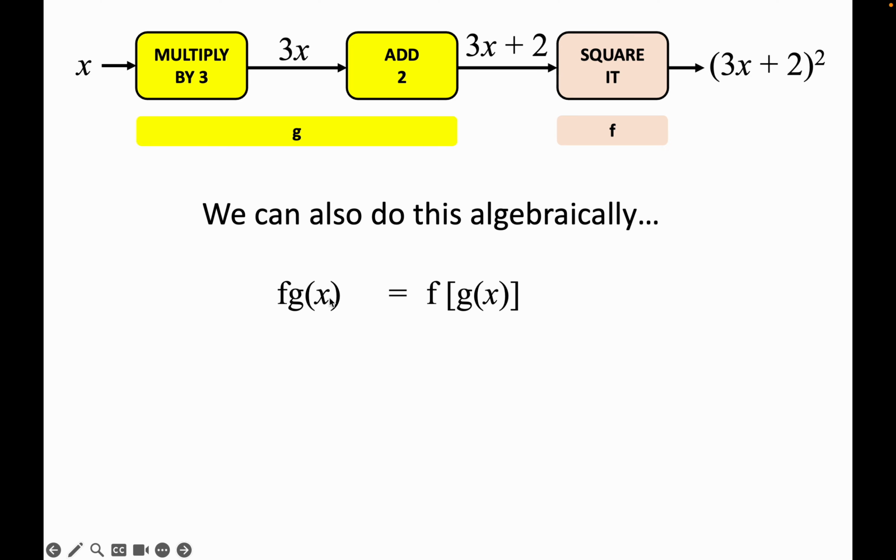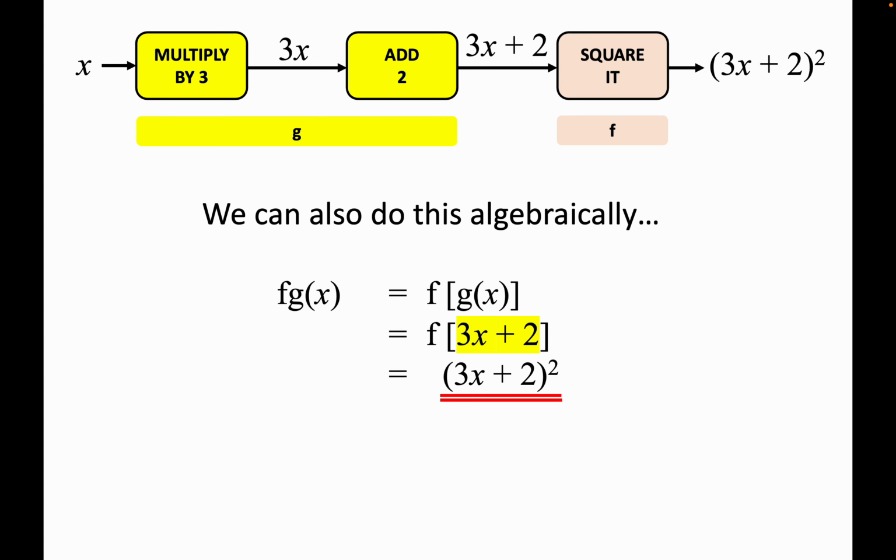So fg of x means to take the x, do the function g to it, and then do the function f to the result. So it means to take the x and then work out 3x plus 2 and then do the function f to the result of that. So remembering that function f means to square something, then it means to take the 3x plus 2 and square it. fg of x equals 3x plus 2 squared.